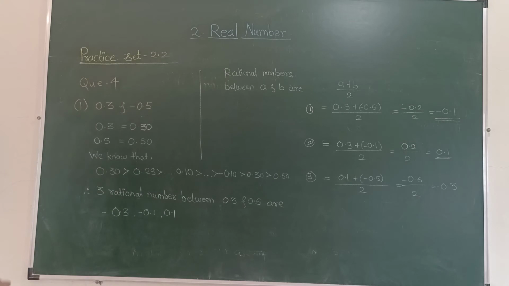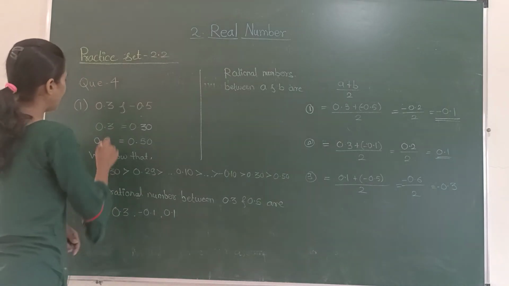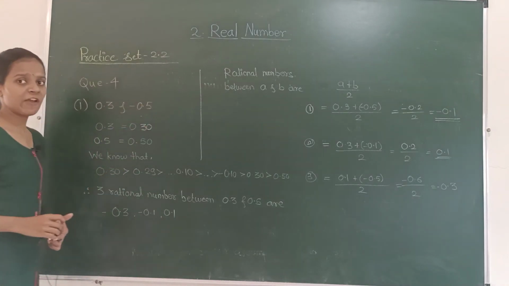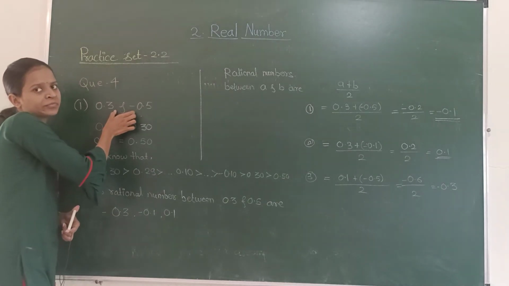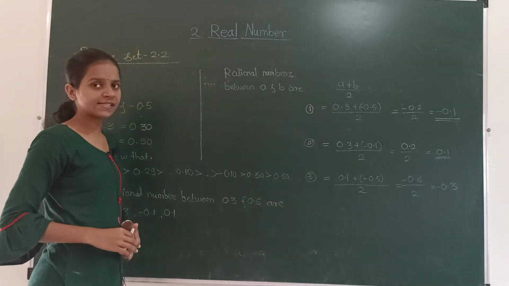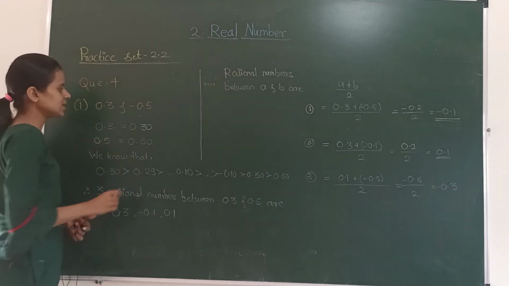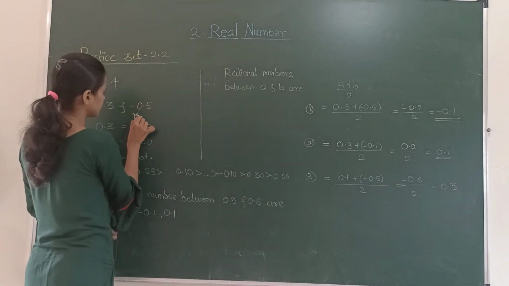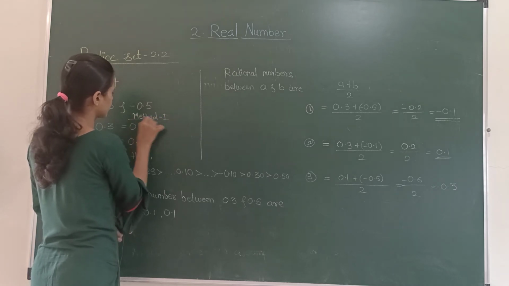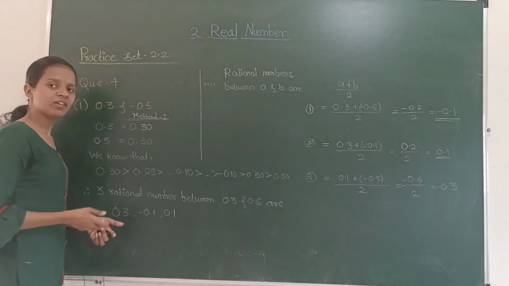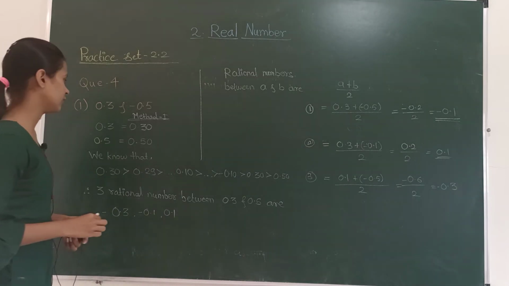See, question number 4, first sub question. They have given us 2 numbers. We have to write 3 rational numbers in between these 2 numbers. There are 2 methods for solving this example. We will see the first method. Whichever method you like, you can solve by that.